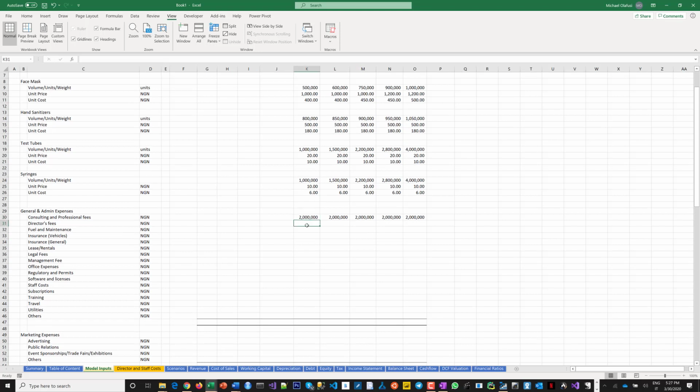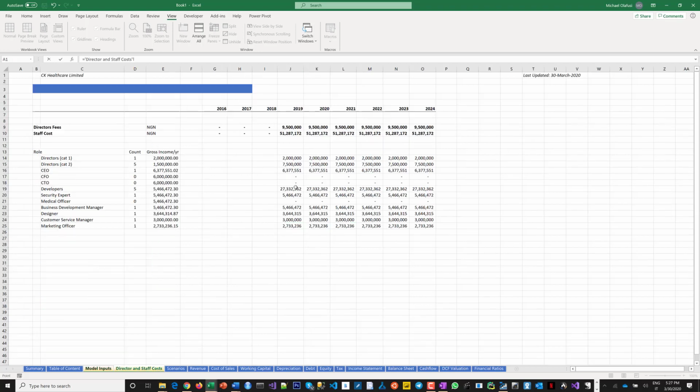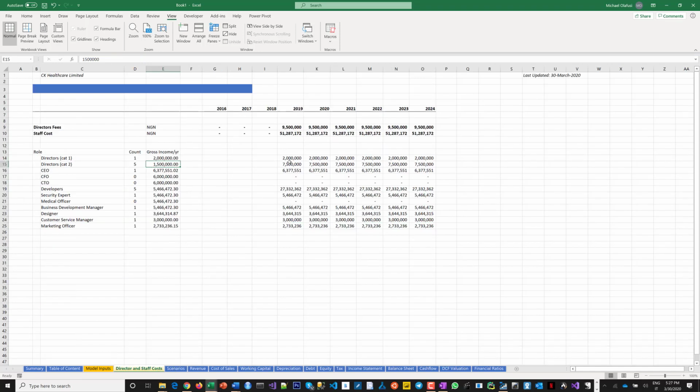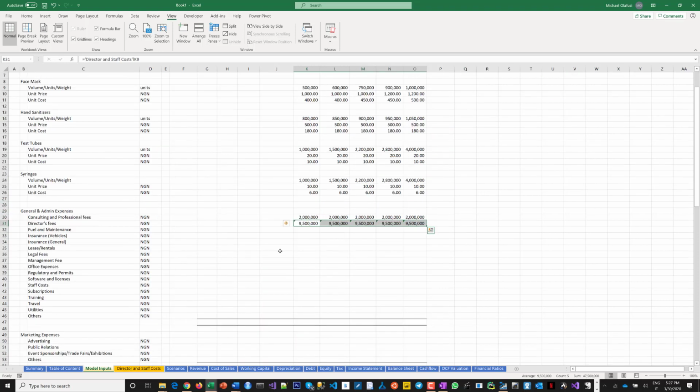so I'm going to pick that from here, from director's costs, director's fee. I drag that all the way down. And since we said our company kicks off operation in 2020, that means we don't have any of those in 2019.